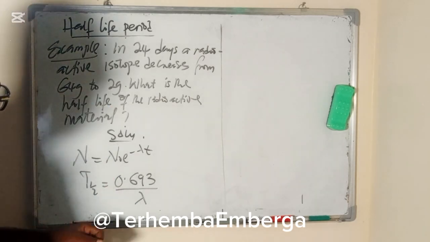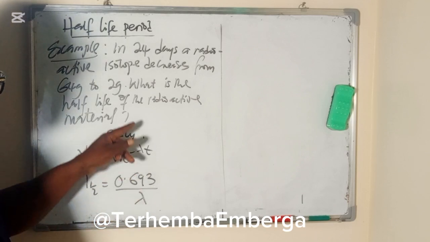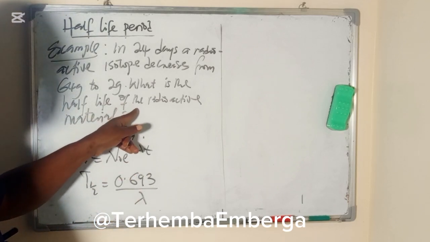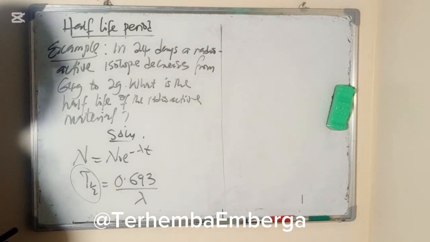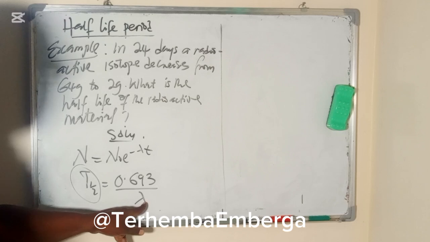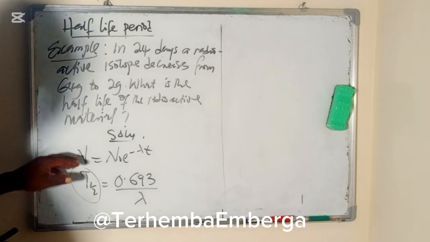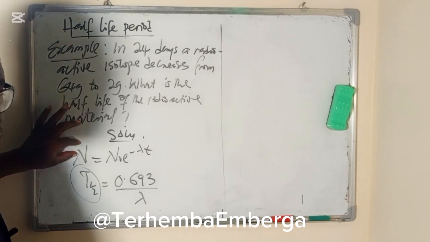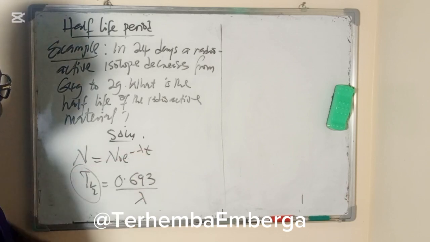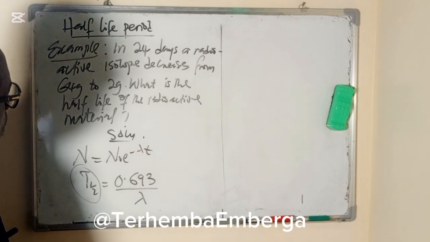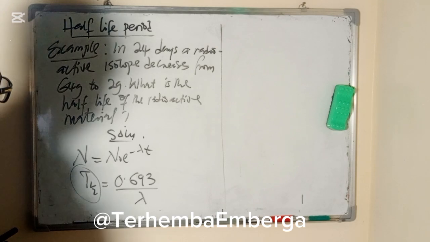But when you look at this, what the question is demanding us to do is to calculate the half-life of the radioactive substance. But the decay constant is not given. So we appeal to the first formula here and calculate the decay constant. And from there, we'll now solve our problem.